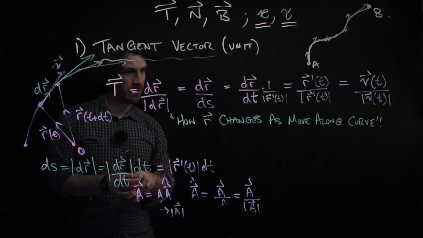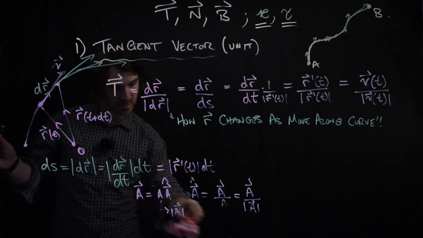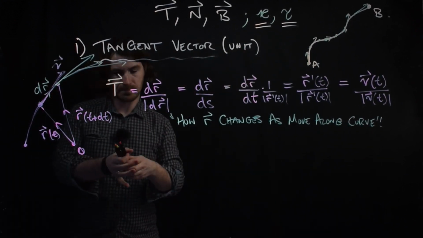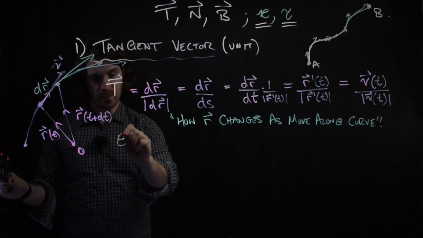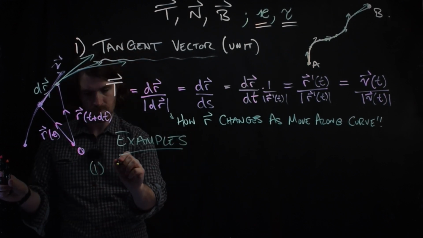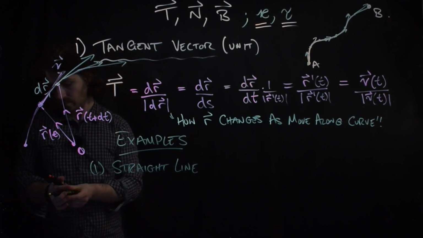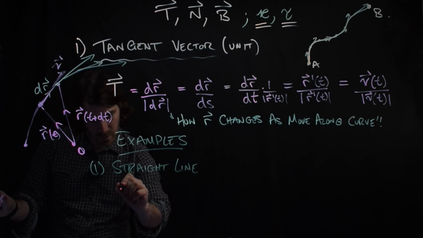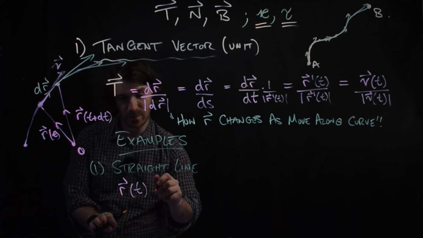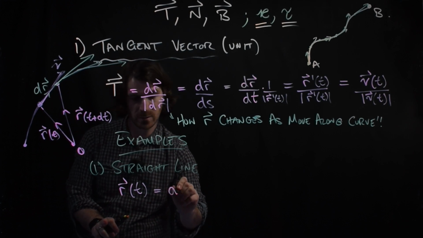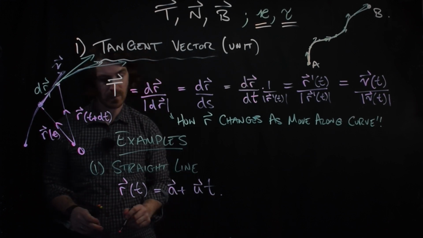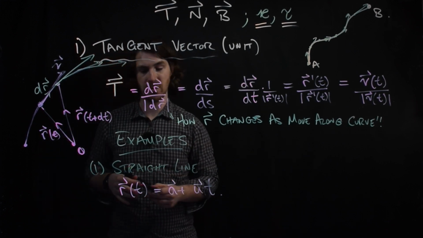Okay, so let's look at an example. Let's look at a straight line. Remember our coordinate at any point on the straight line was this thing, r of t equals some constant vector a plus u t. So what is our tangent vector here?